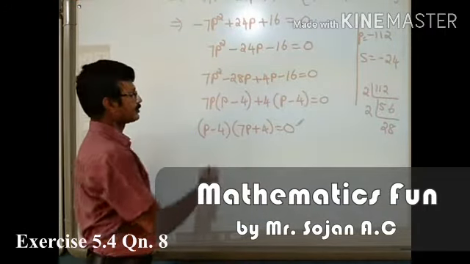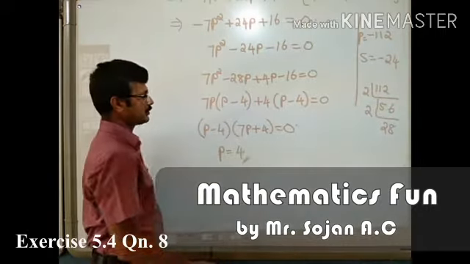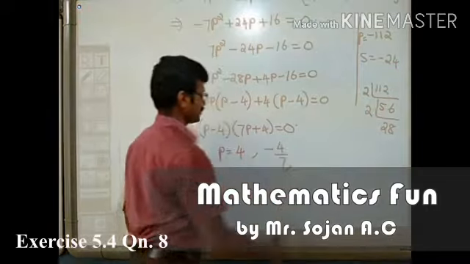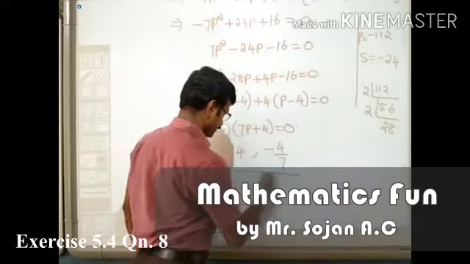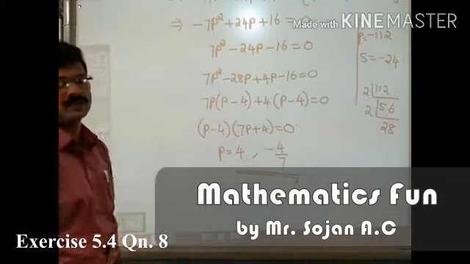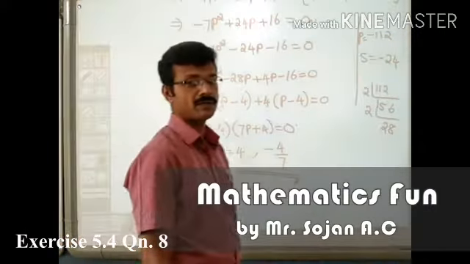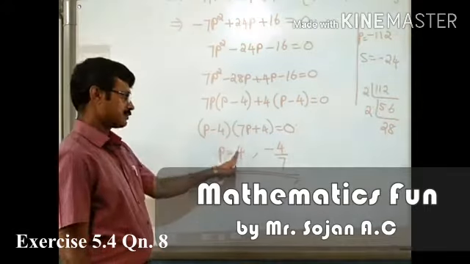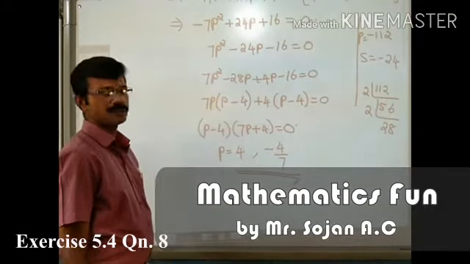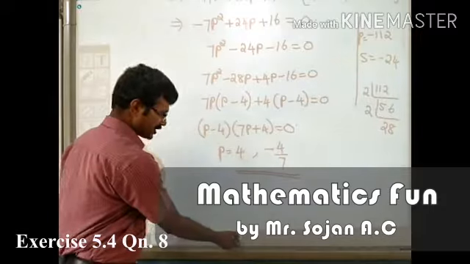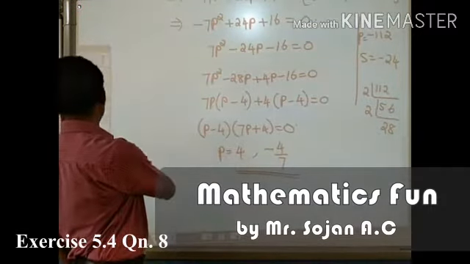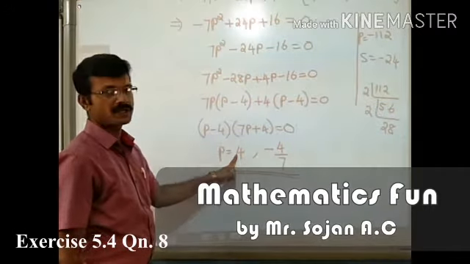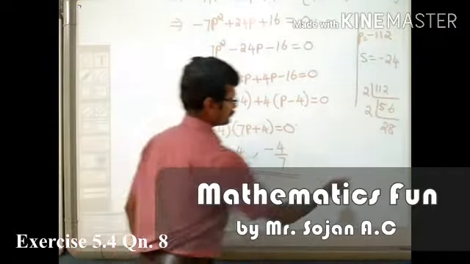Now by the zero product rule, we will get the value of p is equal to 4. Another value of p is minus 4 by 7. So we got the values of p for the time being. And in this question we have to find out the corresponding roots also. So first of all, when p is equal to 4, I will find the corresponding quadratic, and then I have to solve it. First of all I am going ahead with p is equal to 4.